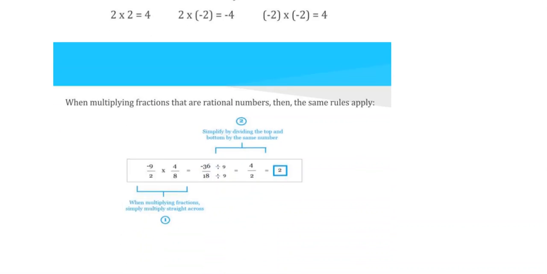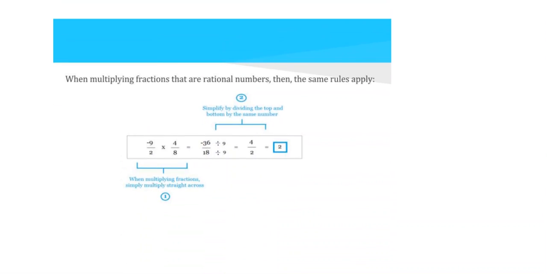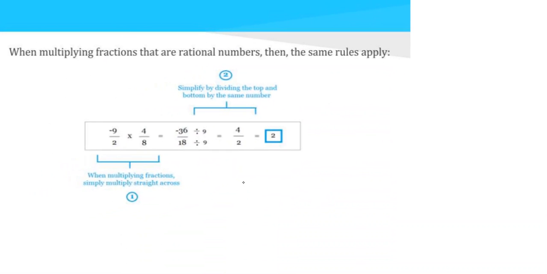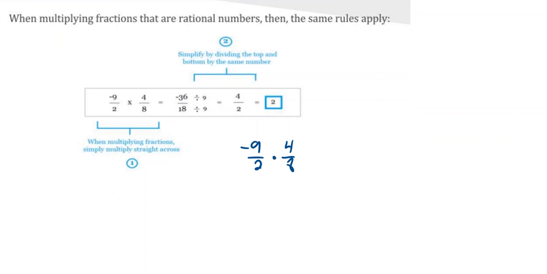All right. So when multiplying fractions, all we have to do, so here I'll just set it up again here. So if we've got negative 9 over 2 times 4 over 8. All right, so this one, all we have to do here, straight across. Straight across, right? So negative 9 times 4 would be negative 36. Good. So negative 36 over 2 times 8, 16.